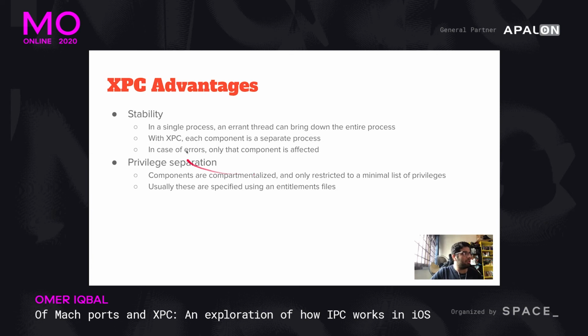So as I mentioned, you get process separation. The nice thing about this is you get stability. So if one thread has some problem, it won't bring the entire process down, and each of these components are separate processes. So you get a bit more stability.